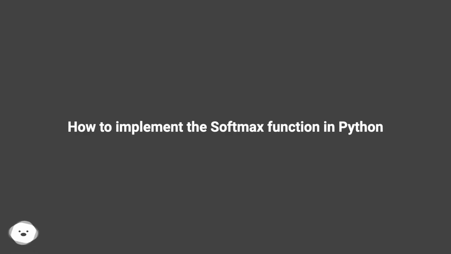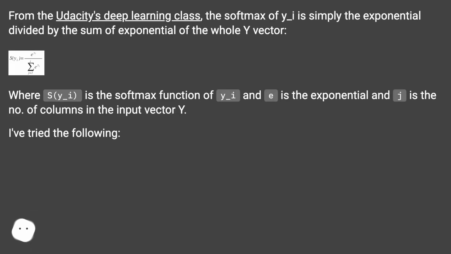How to implement the Softmax function in Python. From the Udacity's deep learning class, the softmax of y_i is simply the exponential divided by the sum of exponential of the whole y vector. Where S(y_i) is the softmax function of y_i and e is the exponential and j is the number of columns in the input vector y.